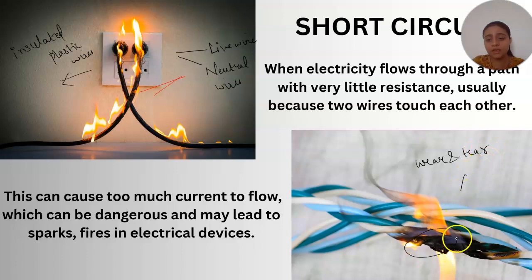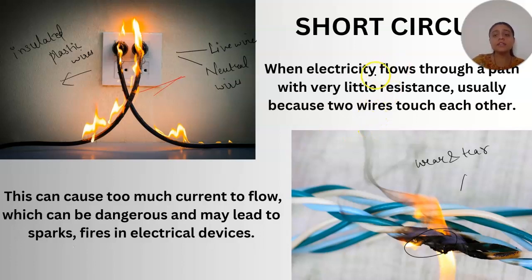You can see here, wear and tear happens. So in these situations, these two wires overlap with each other, and this results in a short circuit. In short circuits, you must have seen the fires and sparks coming out from the electrical devices.